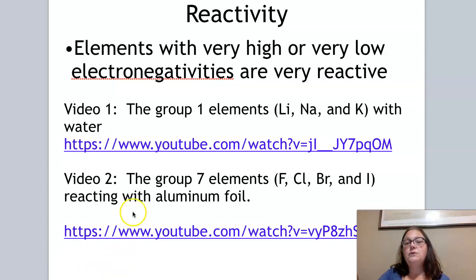The last thing we're going to do is watch a couple of videos. I will show you these demonstrations from video 1 in class next time we have the opportunity to, or sometime before fall break. This first one shows us the reactivity of the group 1 elements, lithium, sodium, and potassium. So elements with a very high electronegativity, meaning they very much want to take electrons, or with a very low electronegativity, meaning that they want electrons so little that they're willing to give their own away, can be very, very reactive. They're very motivated to either take electrons or give up electrons.